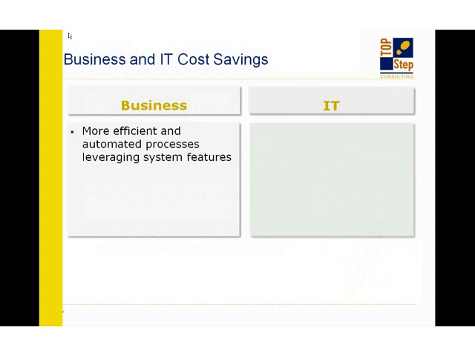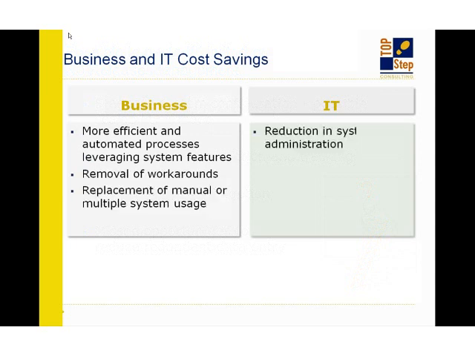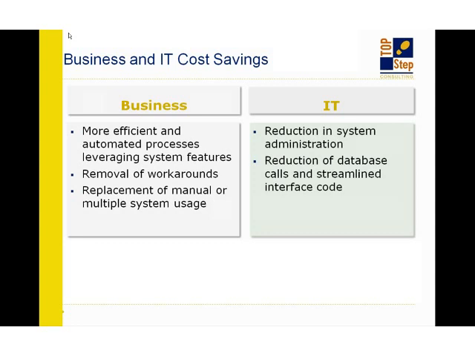So where can you get business and IT cost savings by taking advantage of release features? On the business side, you can definitely make your systems more efficient and automate processes more by taking advantage of features that come out every release. And the example of running 3 reports to consolidate into an Excel file, that's probably a workaround. It was called a workaround when you first started using the system, and you just sort of accepted it as day-to-day life. It's still a workaround, so that should always be a target for removal or streamlining as you continue using the system.